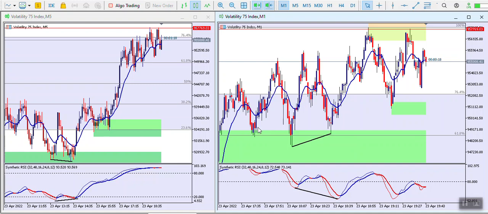I wish you all the best. This strategy is going to help you in case you're losing trades on Volatility 75. It's going to help you to recover all your losses. I trust this strategy and it's going to do well.